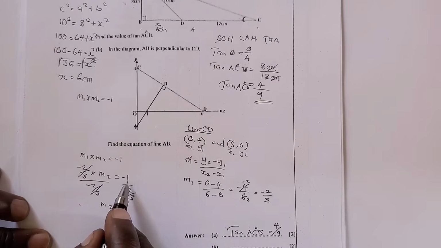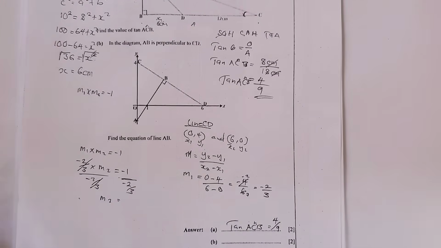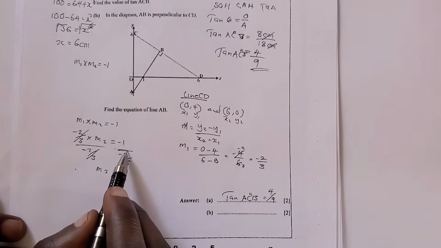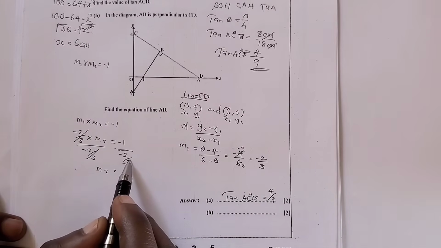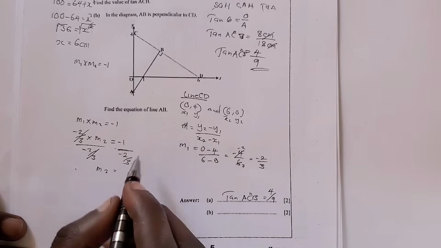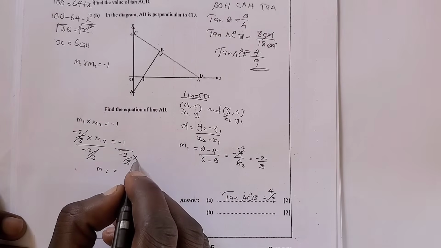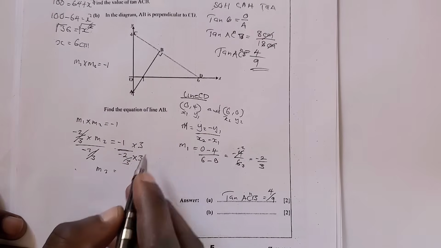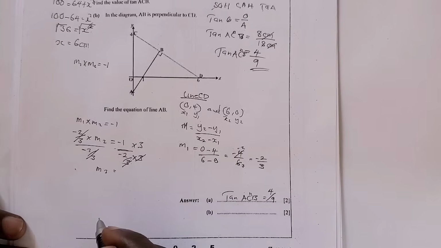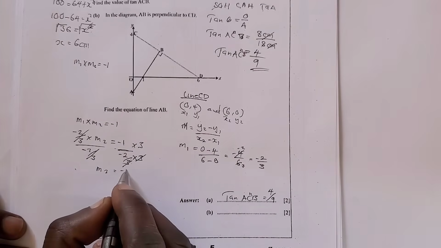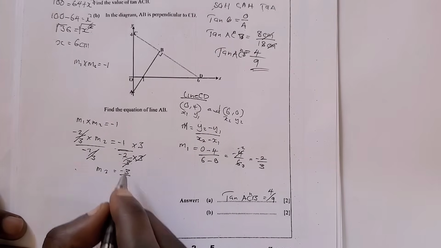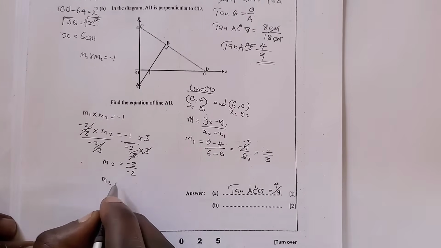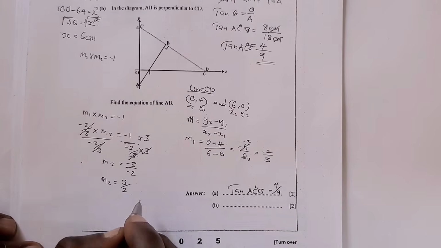M2 is equal to, now when you reach this stage, this may look difficult, but it's simple. It's negative 1 over this fraction, right? Yes. And the denominator of this fraction is 3. So you multiply both sides by 3. This and this will cancel. Negative 1 times 3 is negative 3 over negative 2. But the negatives will cancel. It will just be 3 over 2.